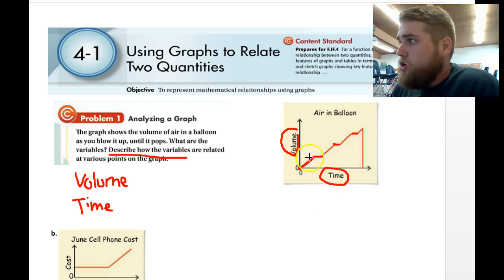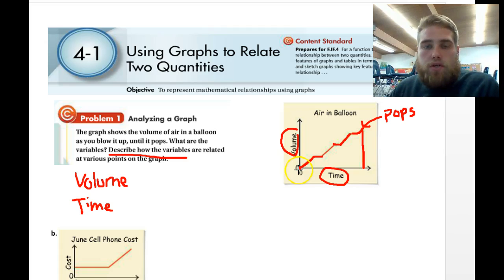So we're doing that: we blow, take a breath. We blow up the balloon, we take a breath. We blow up the balloon, we take a breath. We blow up the balloon, and all of a sudden we get here and it drops instantly. That instant drop is right here. That's when it pops. So hopefully that makes sense.